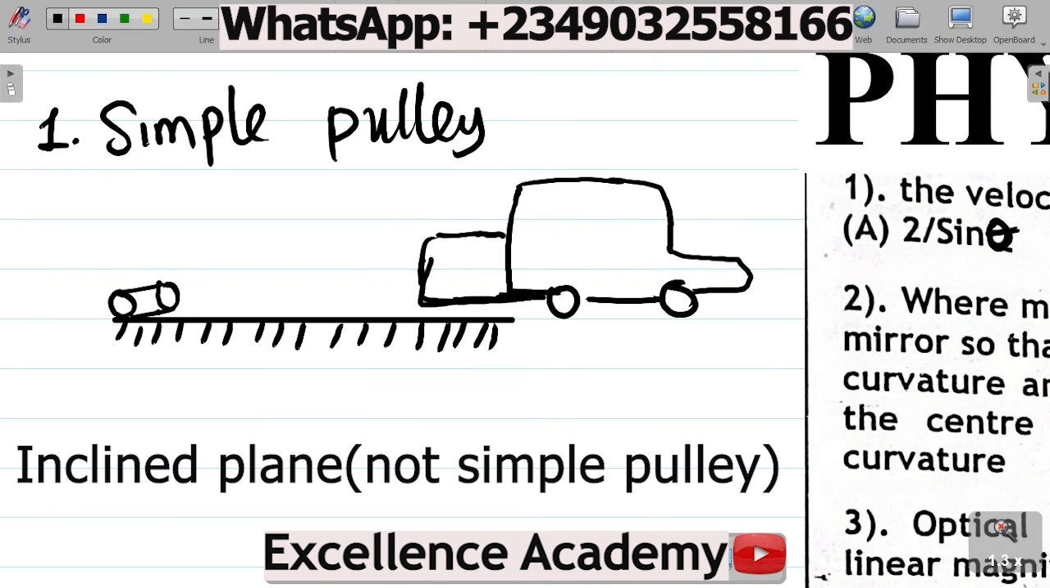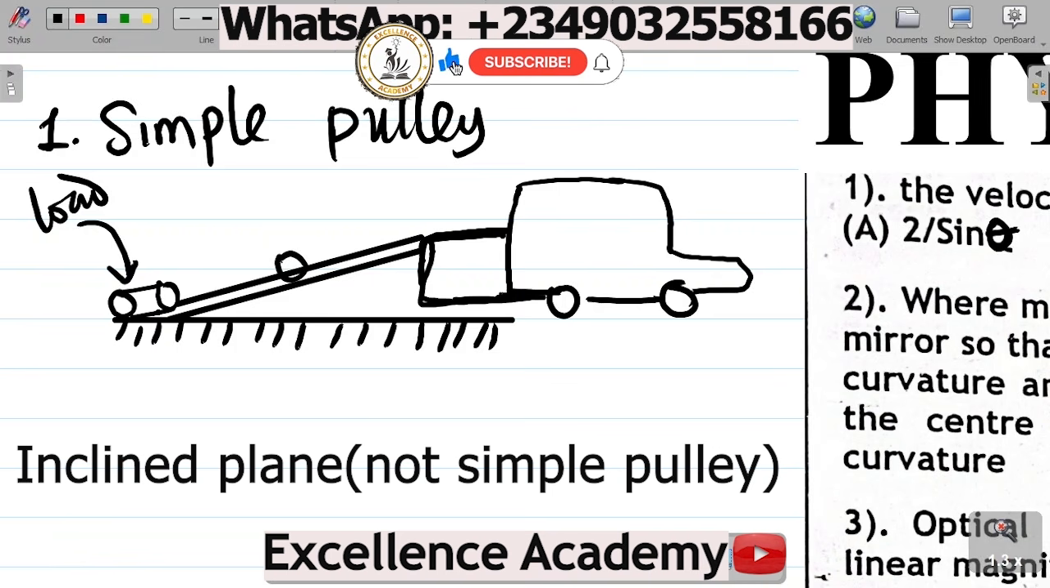Let's just use this diagram here. You want to move this load into this truck. Of course, if this load is a heavy drum, you can't lift it up into this truck this way. All you have to do is to put something like a plank here that connects this. And then when you do that, you can now roll the load up into the truck using this particular plank.